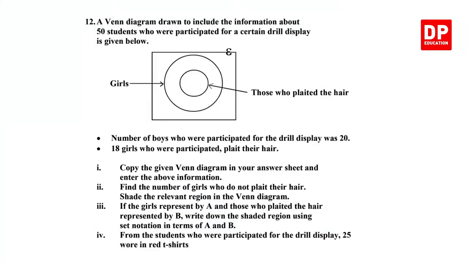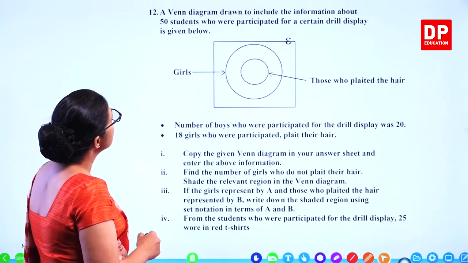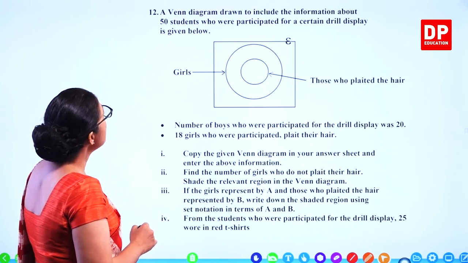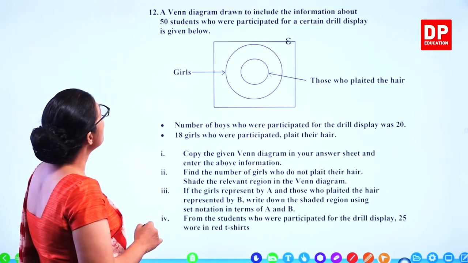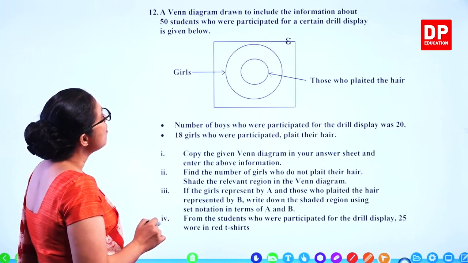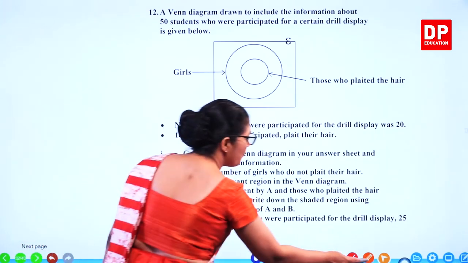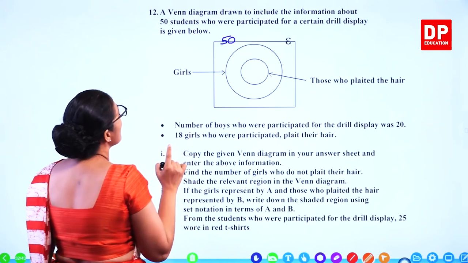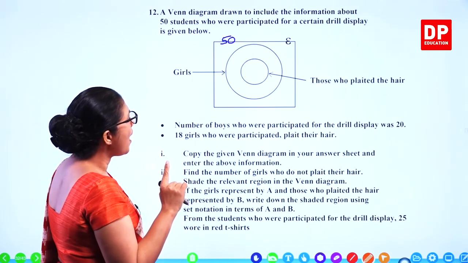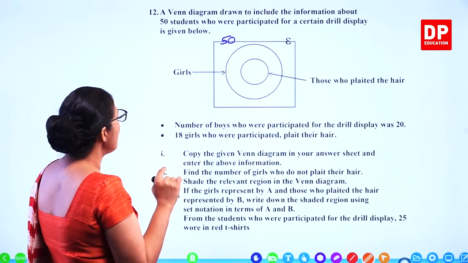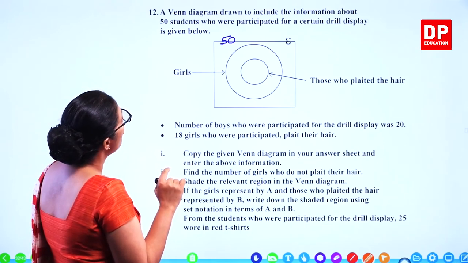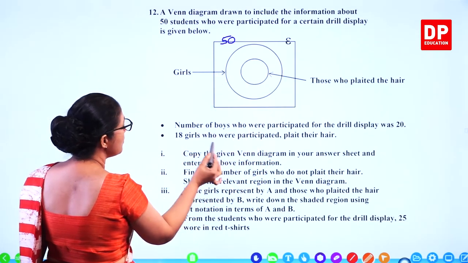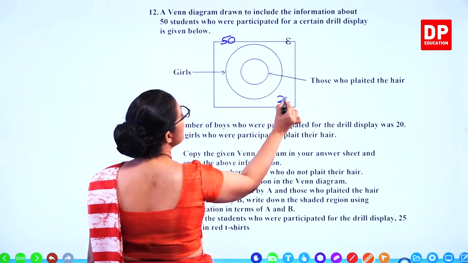Question number 12, that's your last question in paper 2, that's about Venn diagrams. So we'll read and try to fill the diagram. A Venn diagram drawn to include the information about 50 students who participated for a certain drill display is given below. So this is altogether 50. Number of boys who participated for the drill display was 20. Boys. So girls are there. Outside girls, this should be boys. So that means 20 outside.